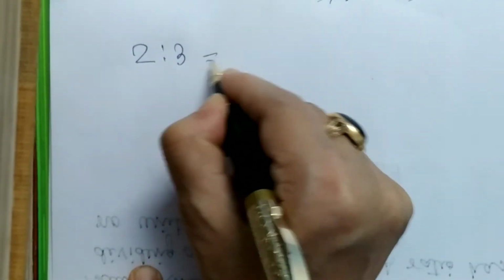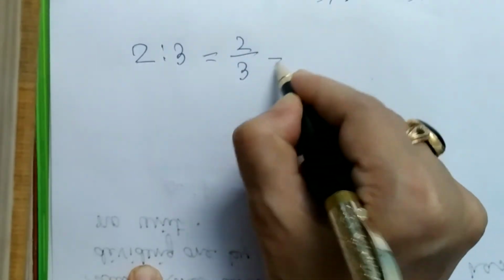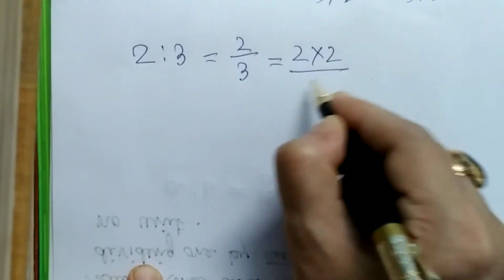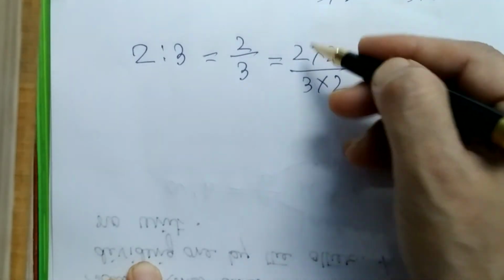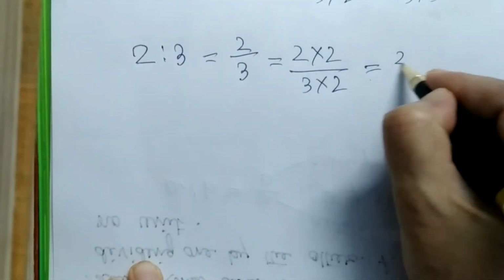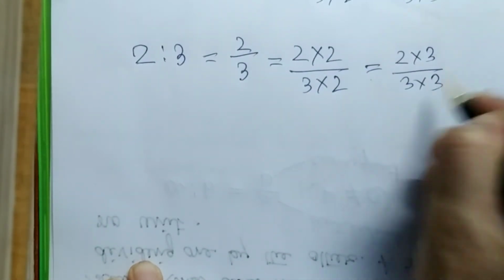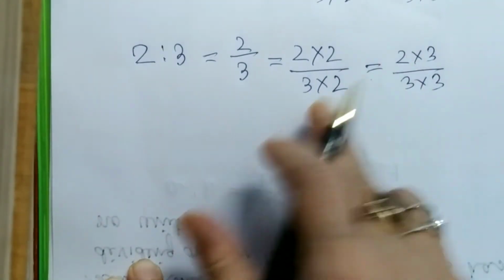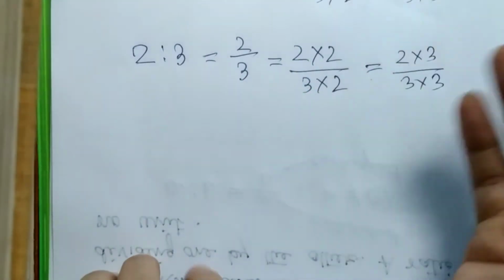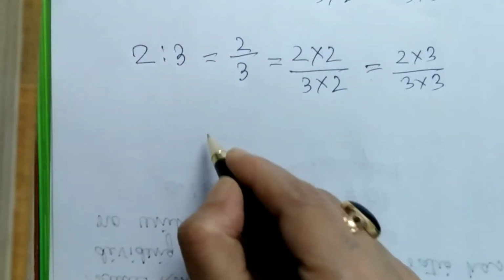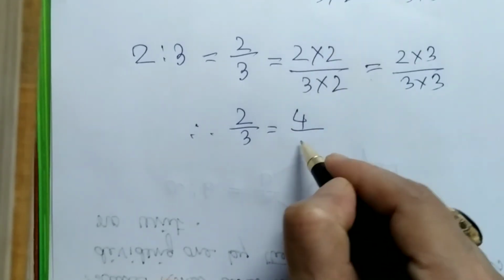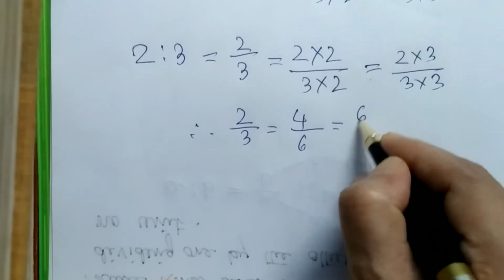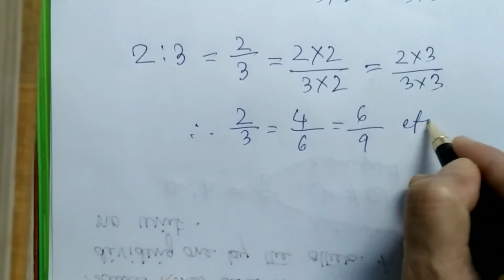We write 2:3, which is equal to 2/3. This can be written as 2 into 2 by 3 into 2. If I cut 2, we get again 2/3. And we can also write 2 into 3 by 3 into 3, so on, because if we cut 3 and 3, it remains the same, 2/3. Therefore, 2 by 3 is equal to 4 by 6, since 2 2s are 4 and 3 2s are 6, and 6 by 9, since 2 3s are 6 and 3 3s are 9, etc.